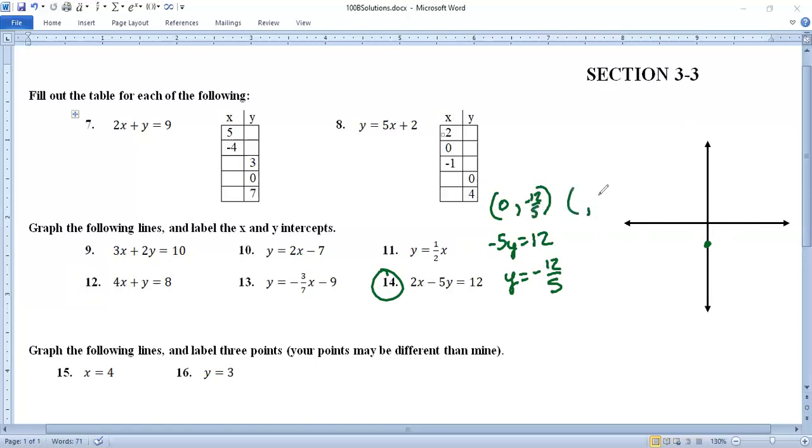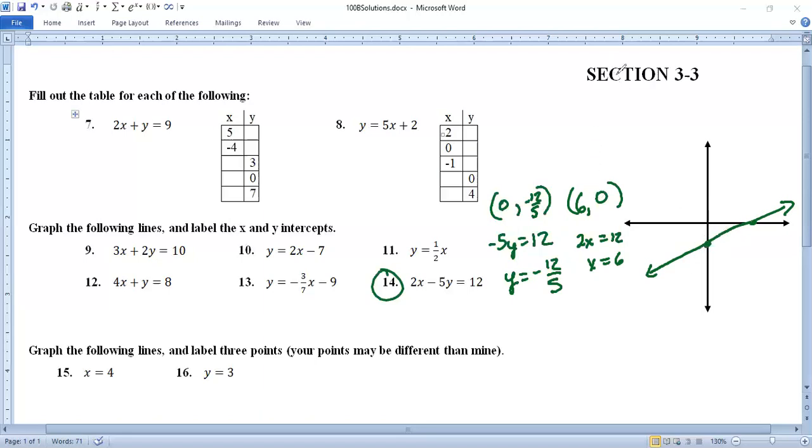And now if we stick in 0 for the y, we get 2x minus 5 times 0, 5 times 0 is 0, so that just kind of, poof, is gone, equals 12. Divide by 2, and we get x equals 6. So 6, 0 is about right out there. And so there are 2 points with a little blip in the middle. Imperfect line drawer, that's for sure. If you have a straight edge in graph paper, man, these can look really sharp.